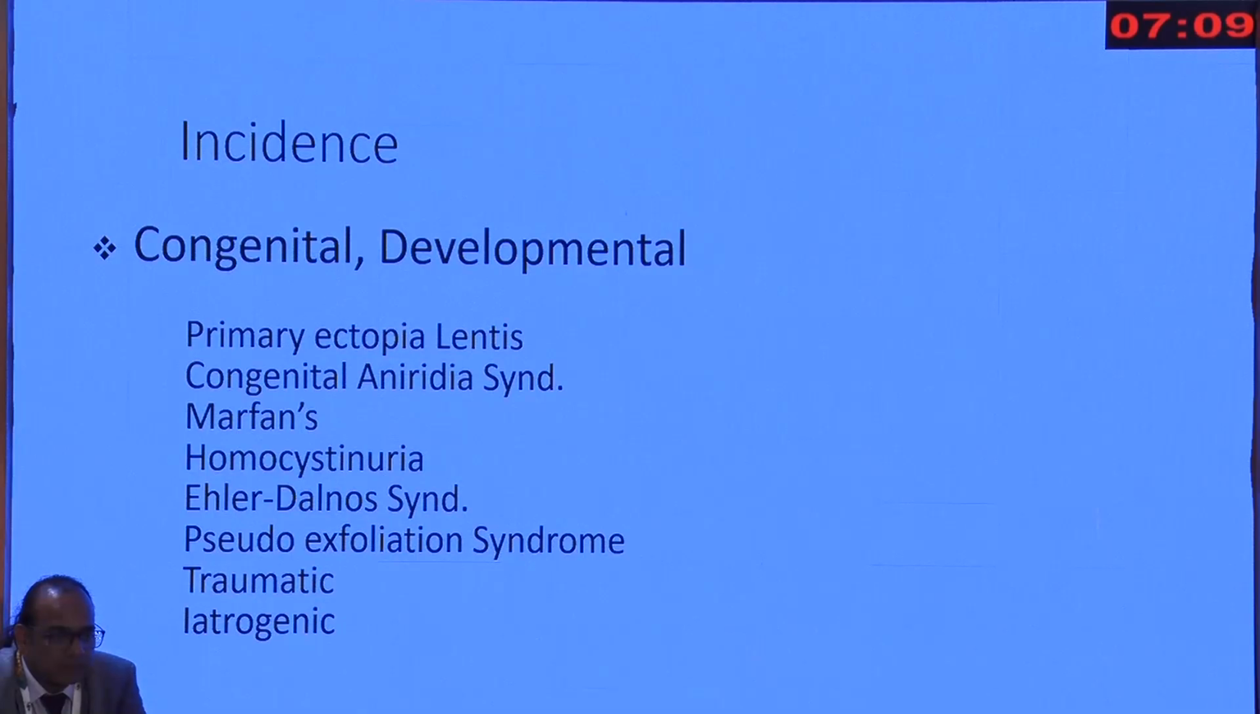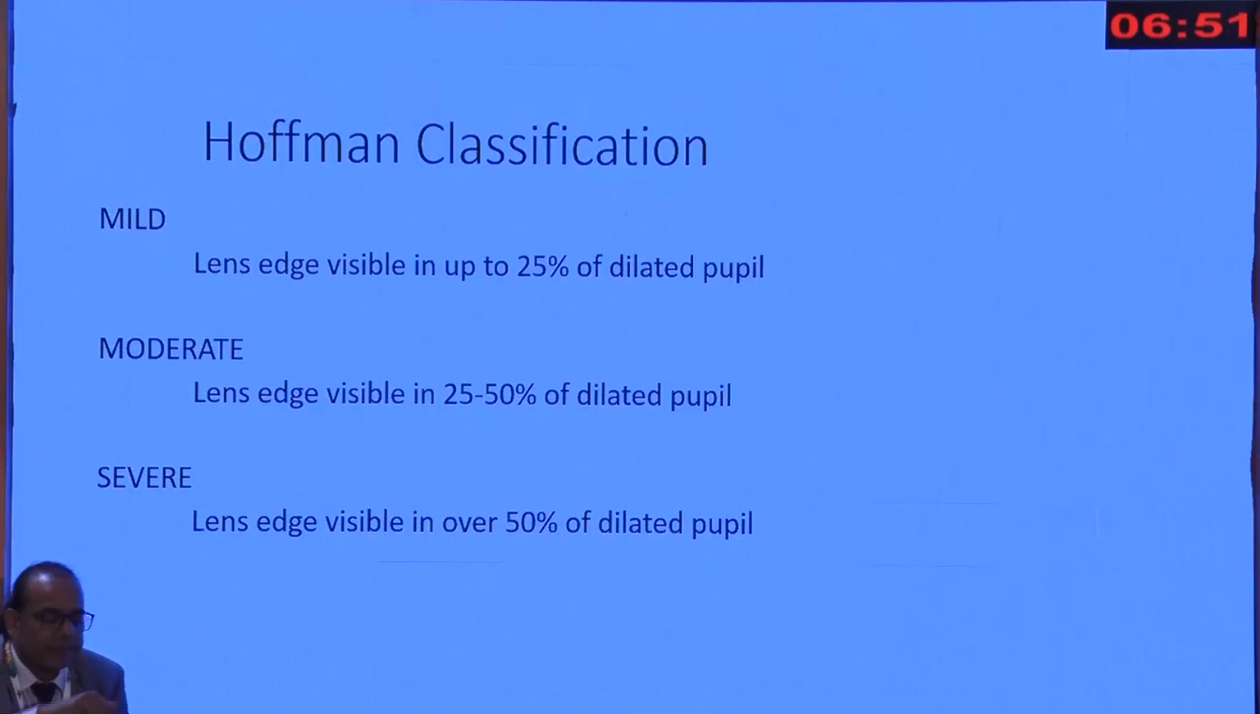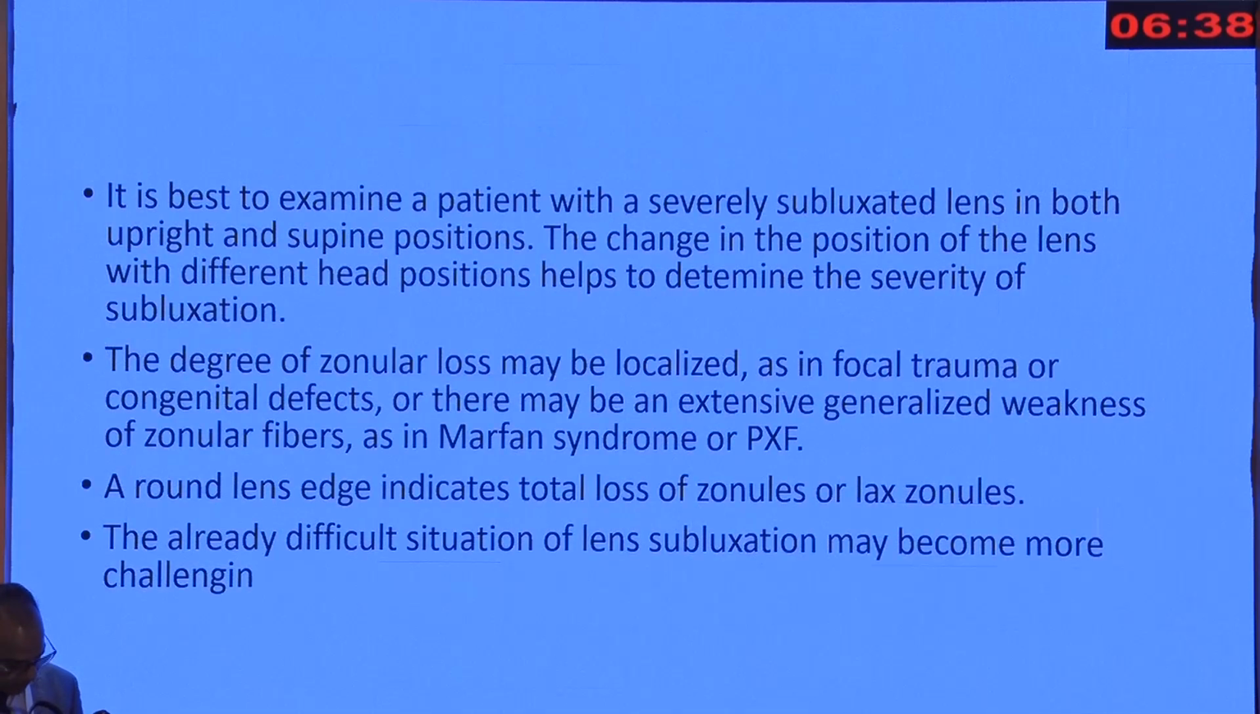Anyway, this could be congenital. There are many causes of congenital subluxation. Many of us have seen all of them, some of us have seen some of them, but once in a lifetime you will definitely see one of them. It could be mild, with the lens edge visible in 25%, moderate 50%, and severe more than 50% of the dilated pupil where the edge of the lens is visible.